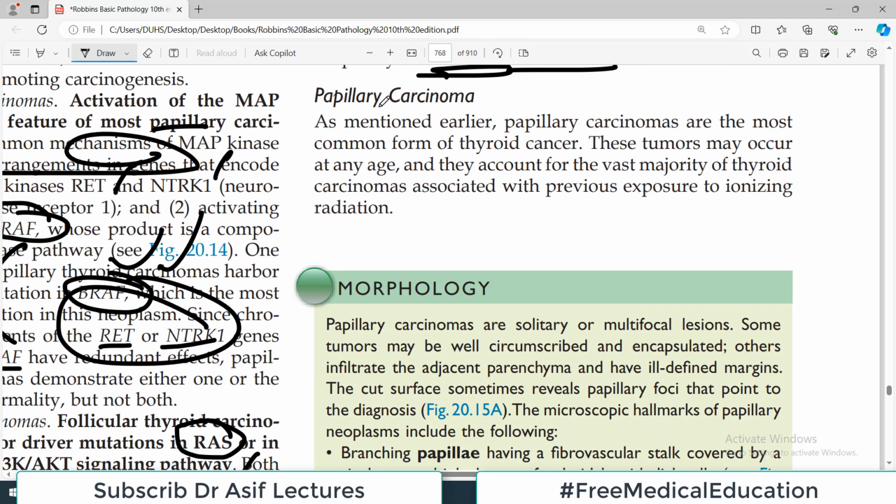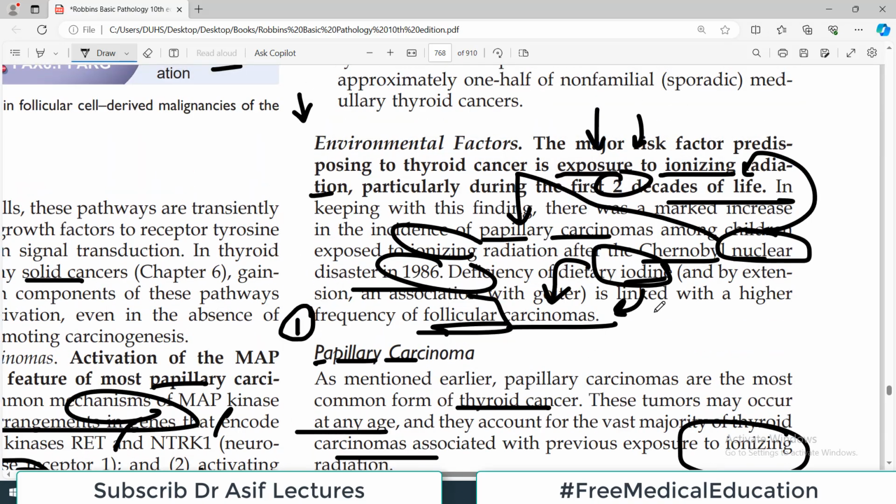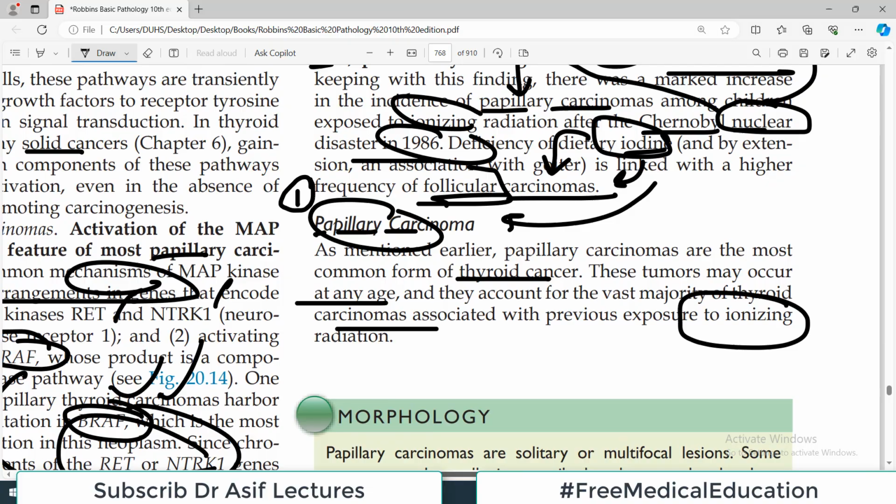Okay. Now papillary carcinomas, अब कुछ अलग-अलग specific characteristics की हम बात करेंगे. As mentioned earlier, that's the number one most common thyroid cancer. Papillary carcinomas are the most common form of thyroid cancer. These tumors may occur at any age, and they account for the vast majority of thyroid carcinomas associated with previous exposure to ionizing radiation. So, nuclear radiation, other ionizing radiation, it is papillary carcinoma.